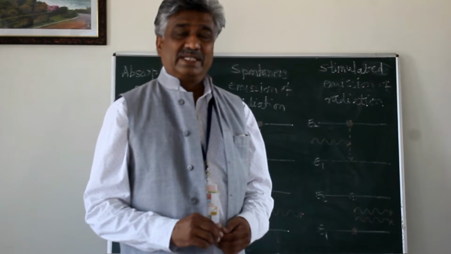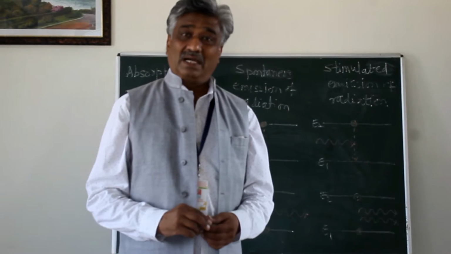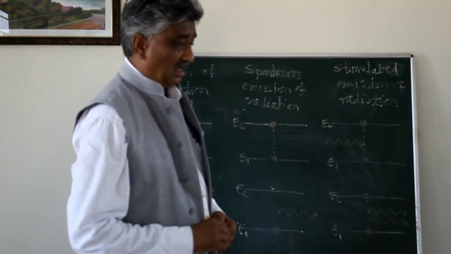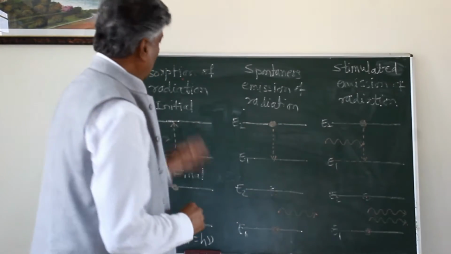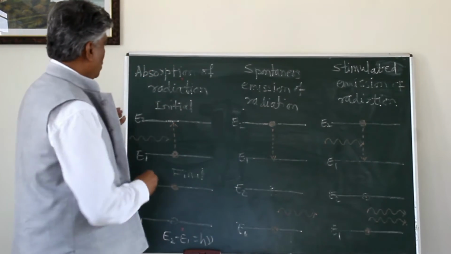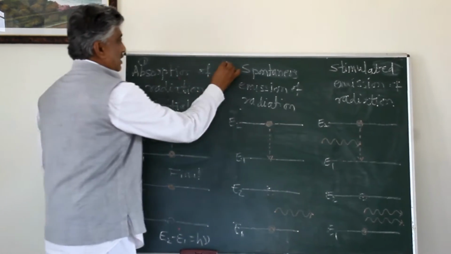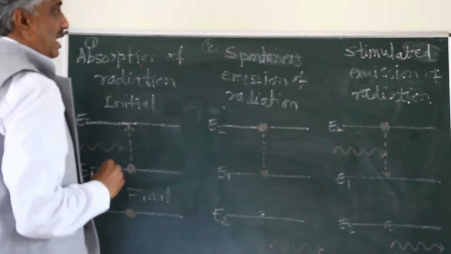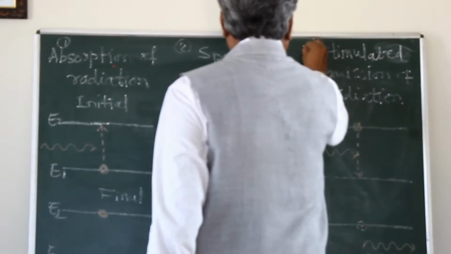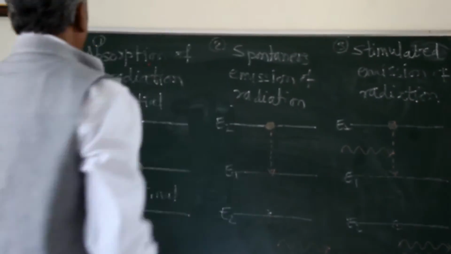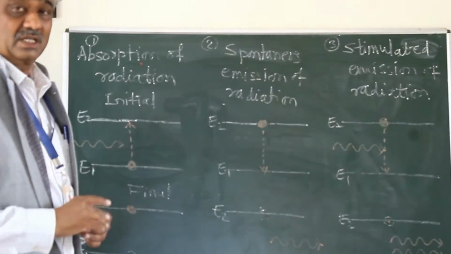Now friends, we will see the principles behind the construction of laser. There are basically three principles. One is the absorption of radiation, second one is spontaneous emission, and third one is stimulated emission of radiation. What is the meaning of absorption of radiation?